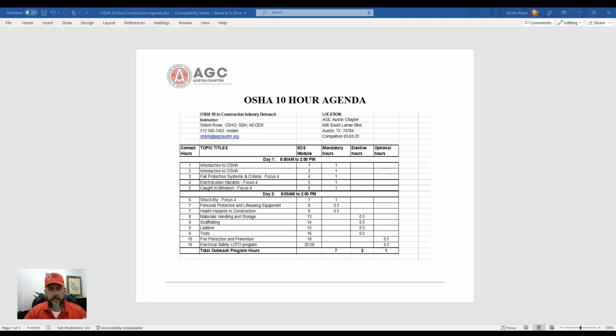So one of the things you look at when you're doing OSHA 10 is that it has certain portions that are set up as mandatory hours. You have to cover these particular topics, including introduction to OSHA, where OSHA came from, what they're about, what their mission is, and what they're going to do on your job sites, how to contact them, what rights you have under OSHA as workers, what employers are supposed to be doing, and then whistleblower protection laws.